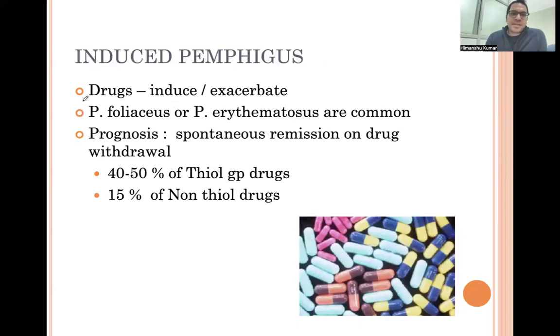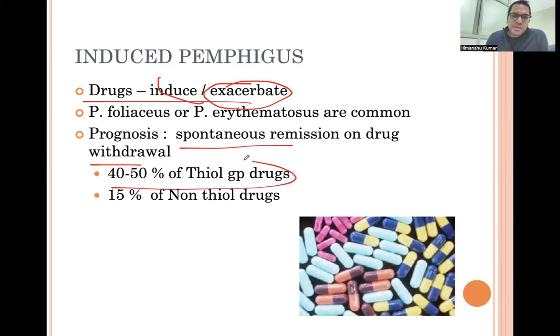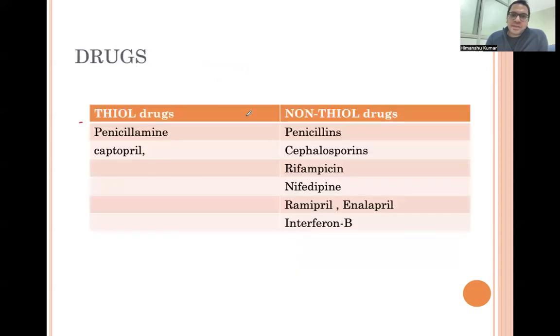This is important. Drug-induced pemphigus. Drugs can induce, which is cause, or sometimes make it worse. So somebody already has pemphigus, it can make it worse. Prognosis, when we stop the drug, the condition also resolves. Mostly is of thiol group drugs. So we'll see now. These are thiol and non-thiol.